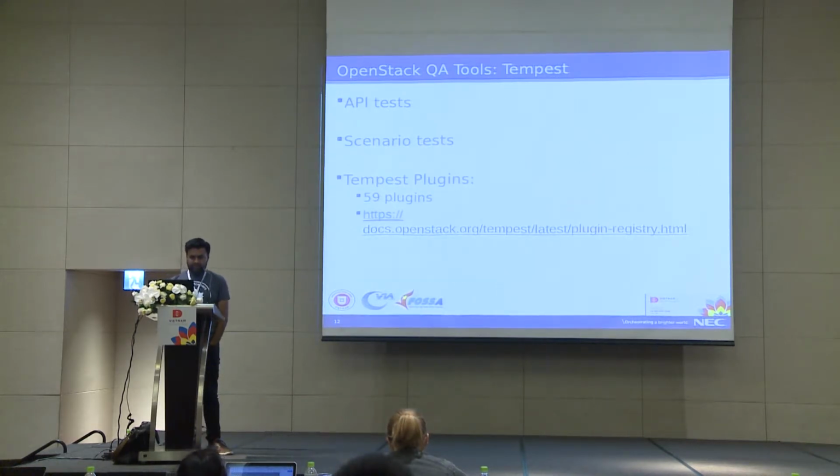Currently it has API tests and scenario tests. API tests are mainly to verify the backward compatibility of APIs. We have both negative and positive test cases, and it's a huge number of test cases, as we try to cover all possible basic scenarios. It has smoke testing also. If you want to run Tempest for smoke testing, you don't want to run the complete Tempest, so you can do that.